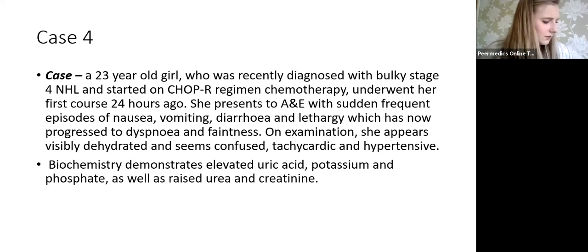Okay, I think this is the final case I've got for you guys. So we've got a 23-year-old girl who's recently been diagnosed with a bulky, quite widely disseminated stage 4 non-Hodgkin's lymphoma, and she's been started on the correct regimen of chemotherapy and underwent her first course 24 hours ago. She presents to A&E with sudden frequent episodes of nausea, vomiting, diarrhea and lethargy, which has now progressed to dyspnea and faintness. On examination, she appears visibly dehydrated, confused, tachycardic and hypertensive. And when you get a blood sample from her, it demonstrates that she's got elevated uric acid, potassium, phosphate, as well as creatinine and urea.